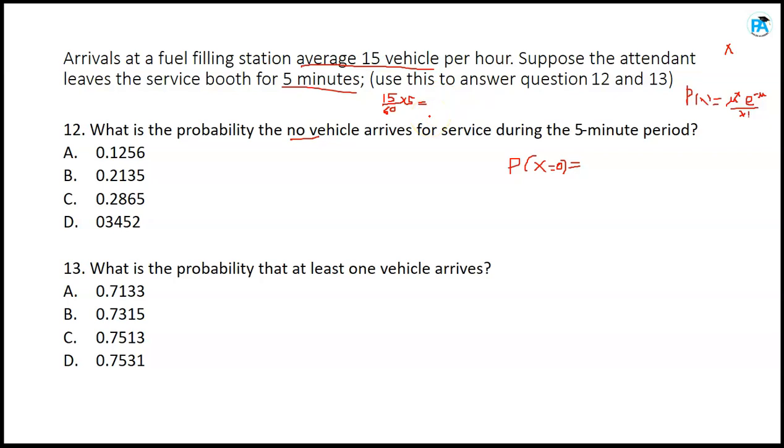So that gives you 1.25, so the new mean is 1.25. So instead of 15 for the mean, in this question you are going to use your mean as 1.25. Okay, so you substitute 1.25 in place of the mean: 1.25 exponent 0, your x is 0, times e exponent negative 1.25. You know, the formula says e exponent negative mu, so mu is the mean, 1.25.